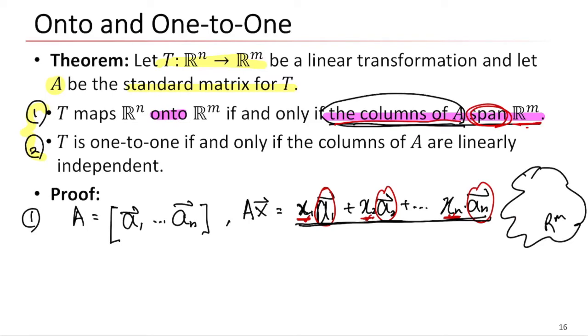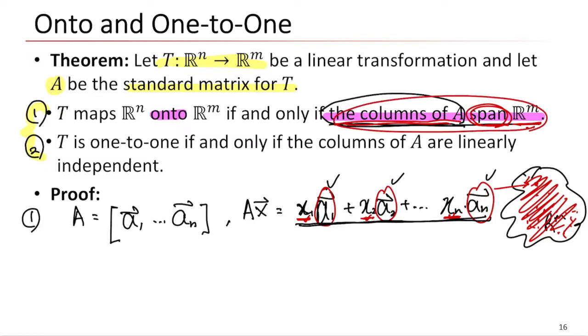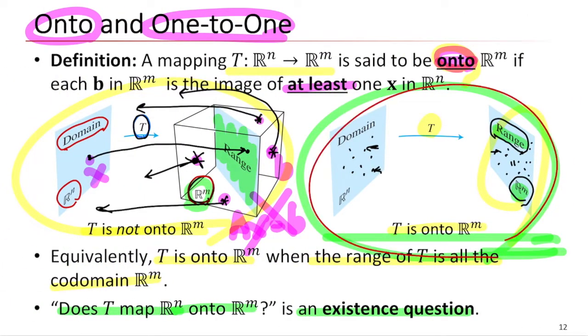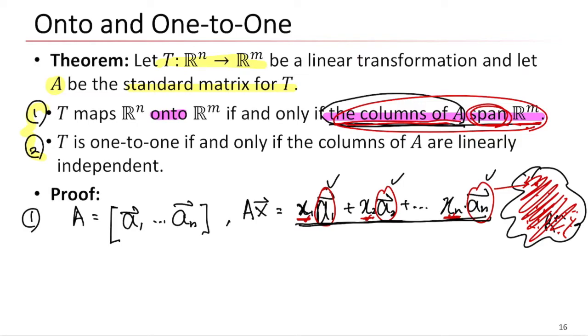Let's say this is the Rm space. A linear combination of these column vectors will make some point here. But if the column vectors of A span every point in the Rm space, this is the meaning of this statement. Then in this case, this is onto, so every possible point is in the Rm space. So this is the proof of the first theorem.